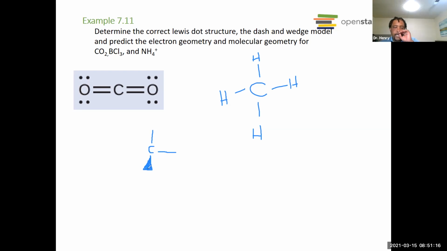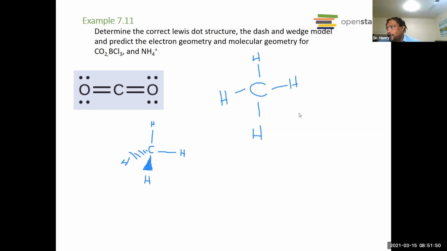Wedge means it's, as Cassie was saying, coming out towards you. So it's like coming out at me. Lines mean that it's either right above you or right next to you. And then the dash means it's behind you. So it gives it that three-dimensional look. Okay.